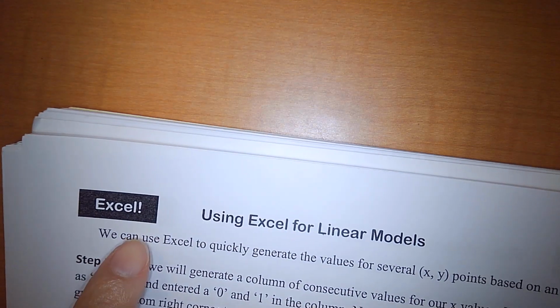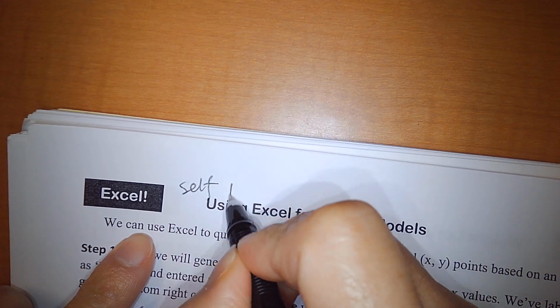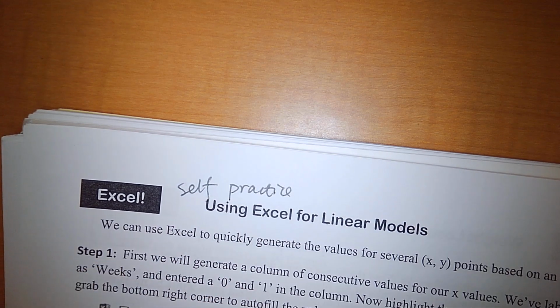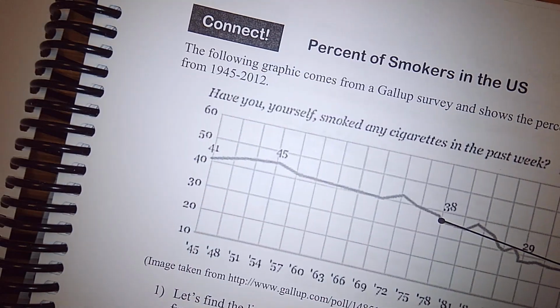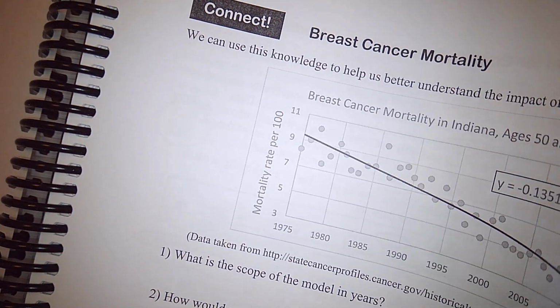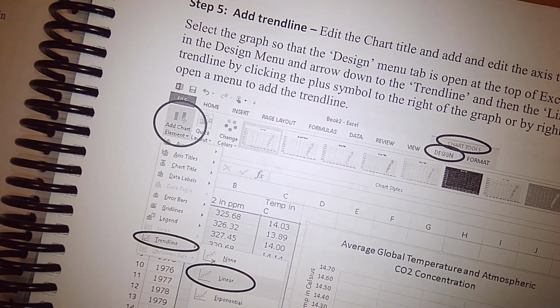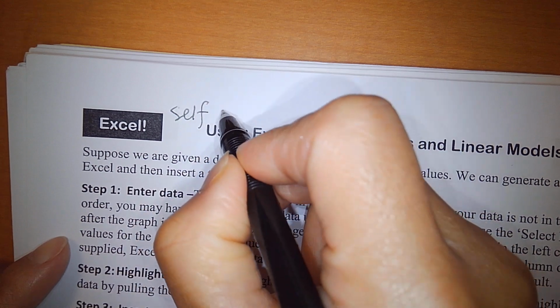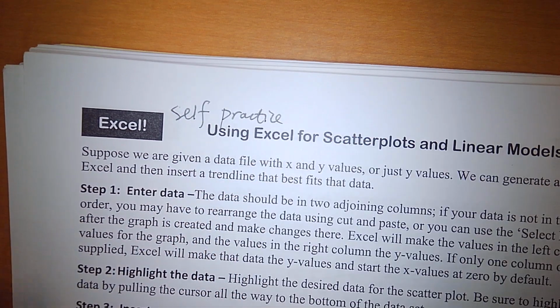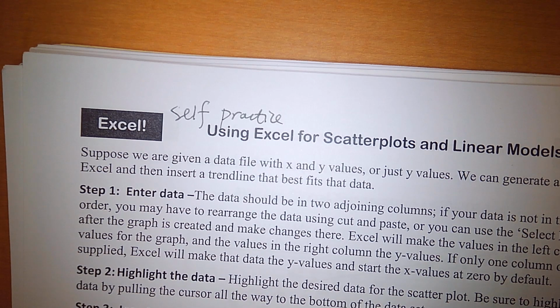Page 96, self-practice. It's Excel. Self-practice. Right. Then let's turn to page... We should have another page of the Excel. Yes. Page 102 and page 103. These two pages are also self-practice. So that's it for section 8.